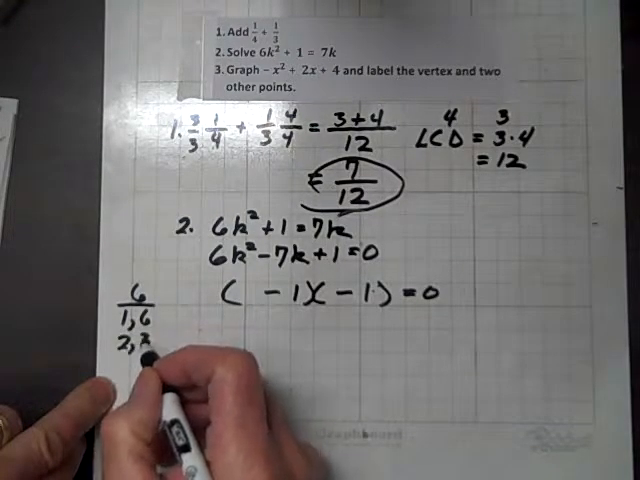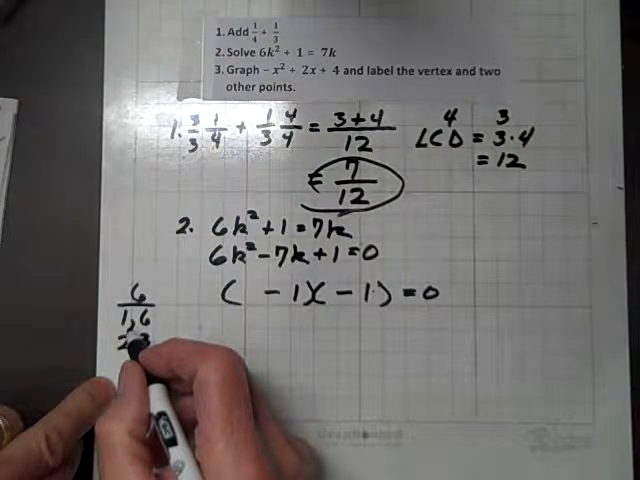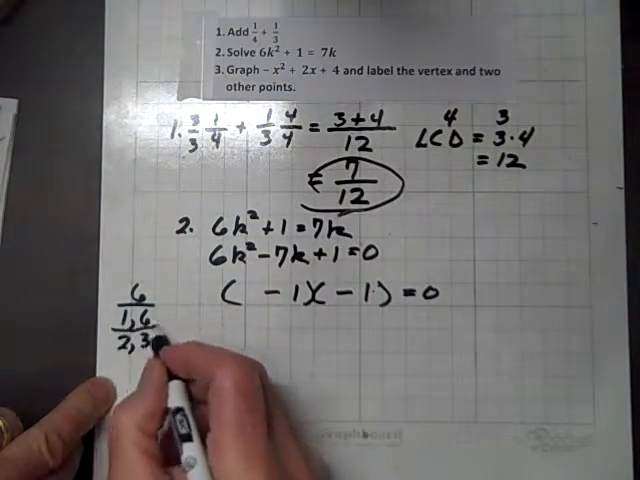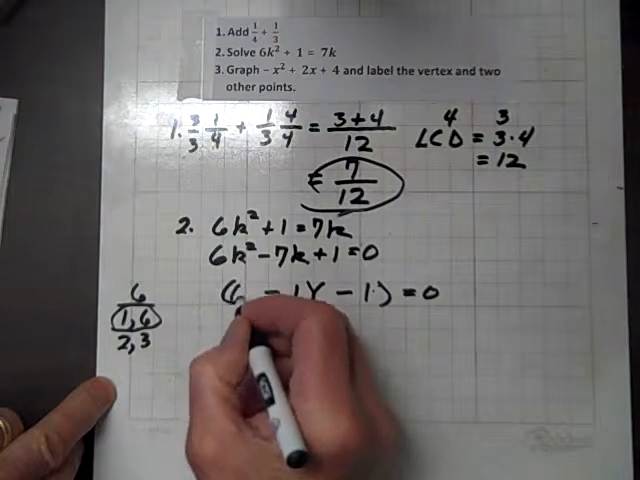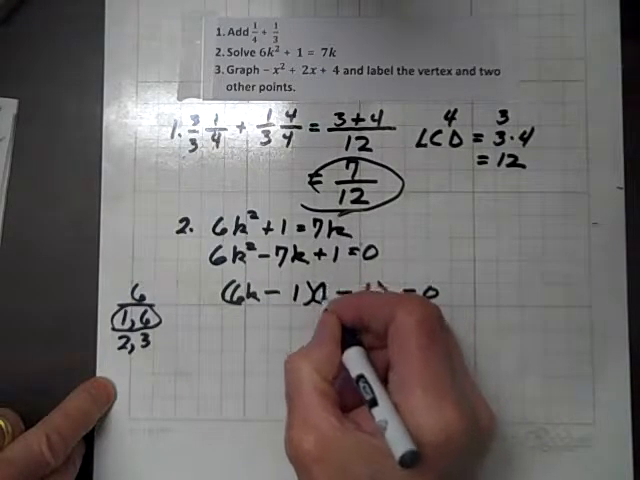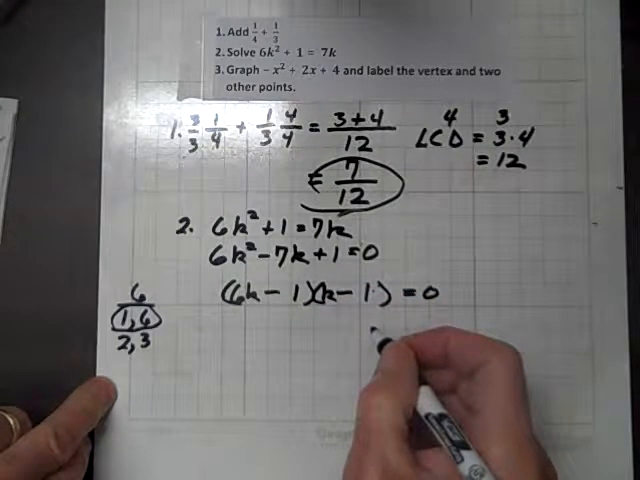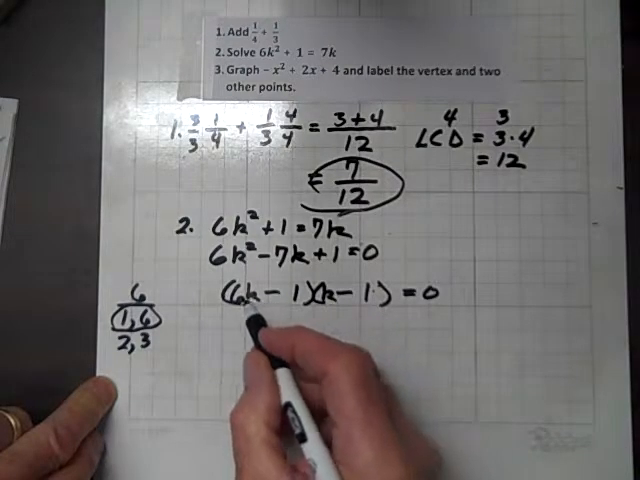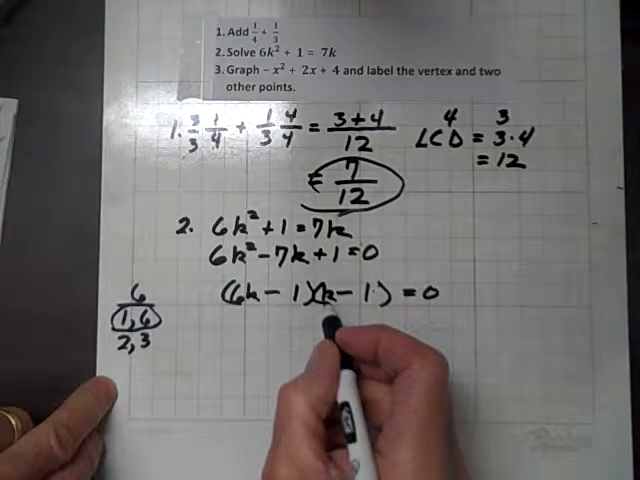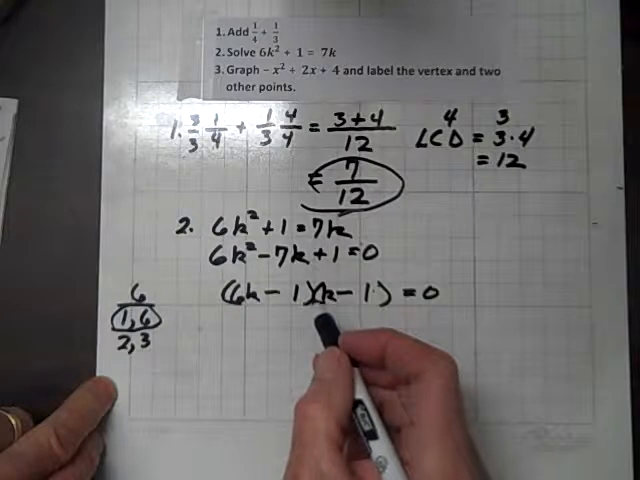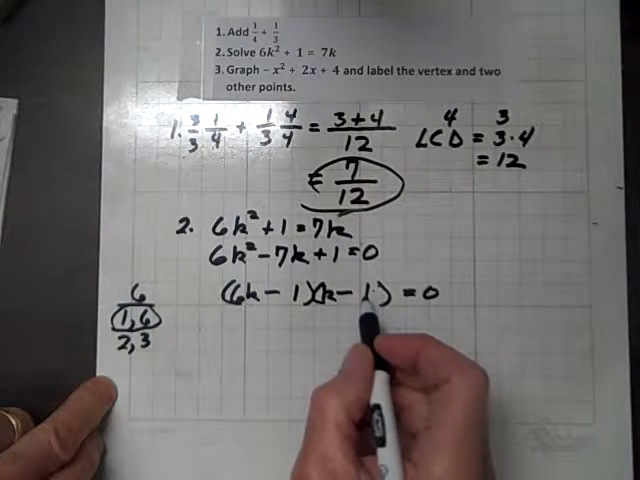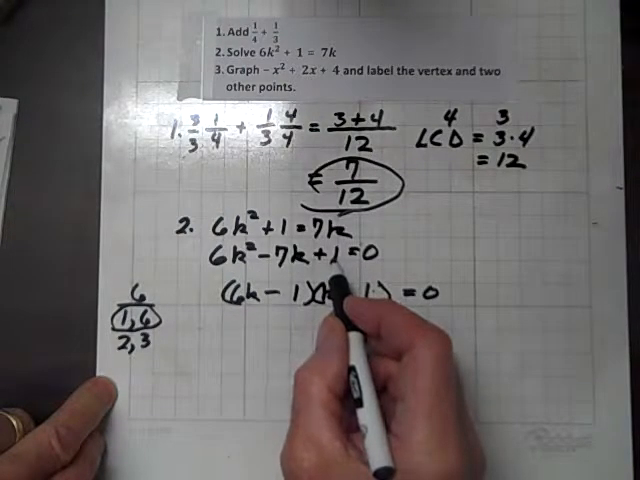Which of these pairs of factors adds up to 7? Well, it's 1 and 6, so we have a 6k and k. Now, let's check it out. If we multiply 6k times k, we get 6k squared. If we multiply negative 1 times negative 1, we get 1.